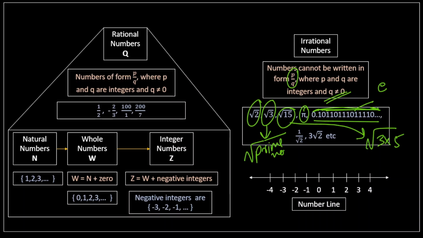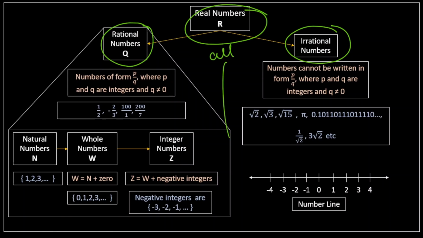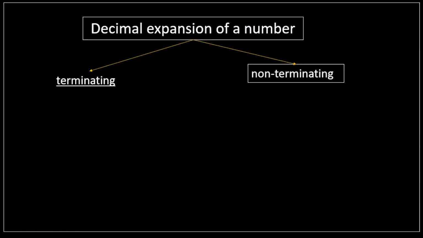We'll see later on what is the meaning of non-terminating and non-repeating and how we are going to classify this in decimal expansion. So both these numbers together, the rational numbers and the irrational numbers, make the real numbers, and all real numbers can be plotted on the number line. When we do the decimal expansion of any number, either it will be terminating or non-terminating.